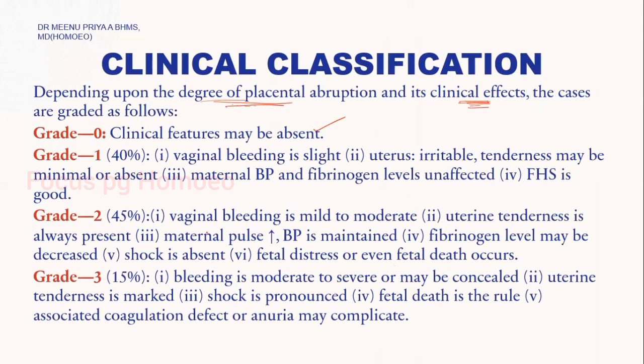So grade 1 is occurring in 40%. What are the features that are seen? Vaginal bleeding is slight. Uterus is irritable. Tenderness may be minimal or absent. Maternal BP and fibrinogen levels are unaffected, and fetal heart sound is good in grade 1.